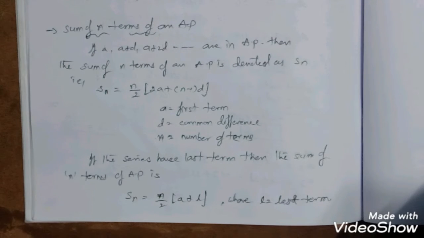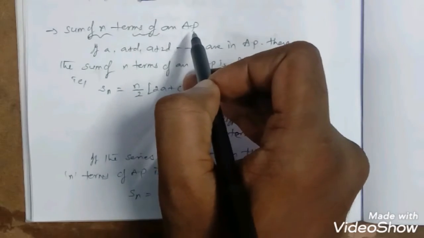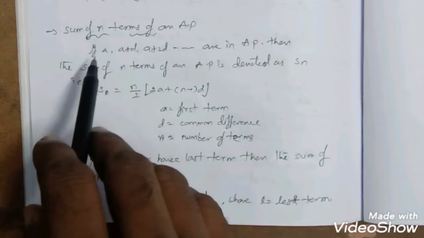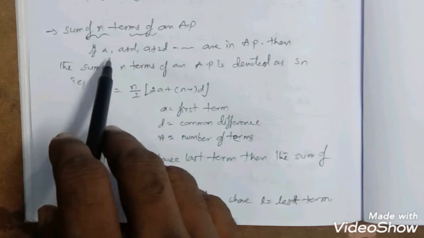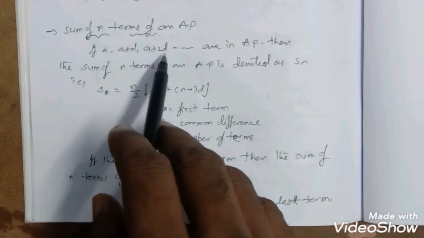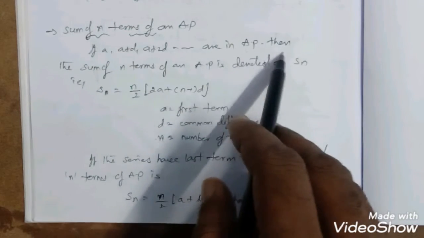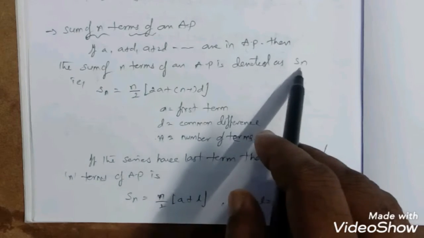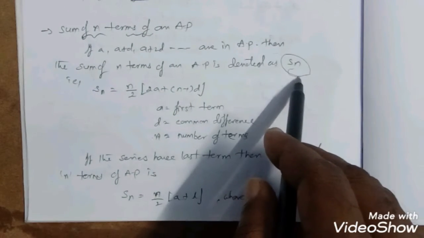So students, in the previous class we have learned about arithmetic progression, that is nth term of arithmetic progression. Now here we are going to learn about sum of n terms of an arithmetic progression. So here series. Now if we go for the definition of the sum of n terms, the definition is given as if a, a plus d, a plus 2d and so on are in arithmetic progression, then the sum of n terms of an arithmetic progression is denoted as Sn.